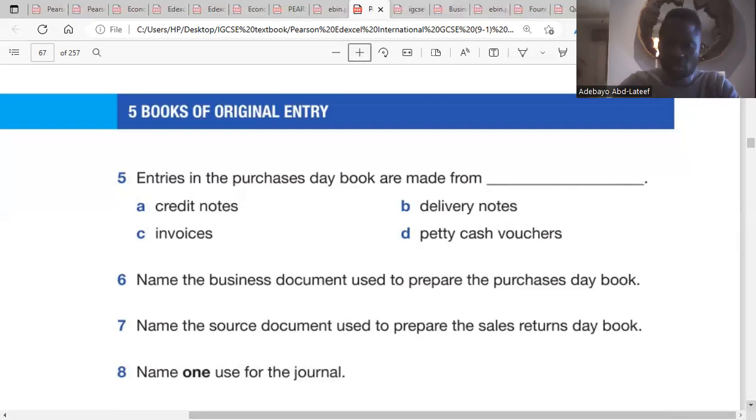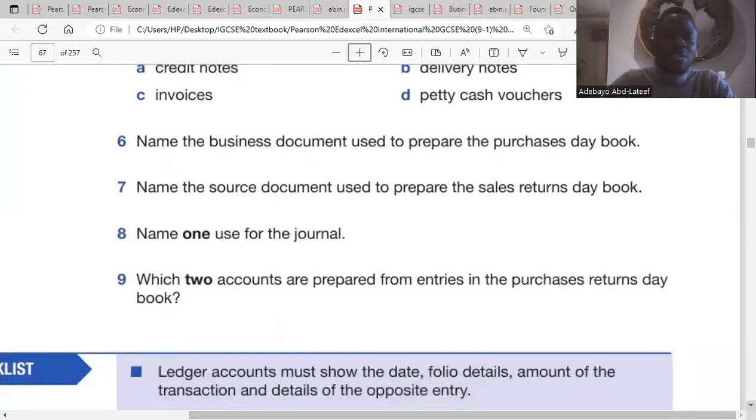It said, name the source document used to prepare the sales returns daybook. Yes, sales returns daybook. You would only be able to prepare a sales returns daybook if the credit customer has returned certain products to you. Then you would do that using your credit notes. We said the supplier will issue a credit note notifying the credit customer that a certain amount of money has been deducted from his or her invoice. So that means the source document for a sales returns daybook will be the credit note. That is the first document, the document that you have to trace that transaction to.